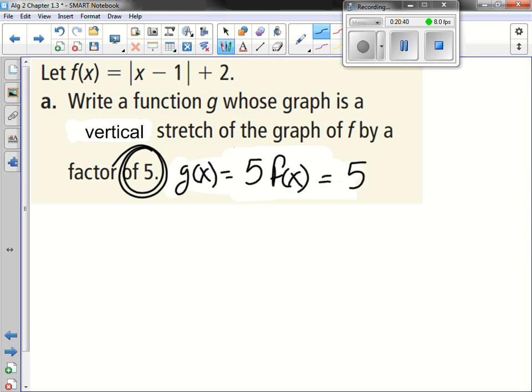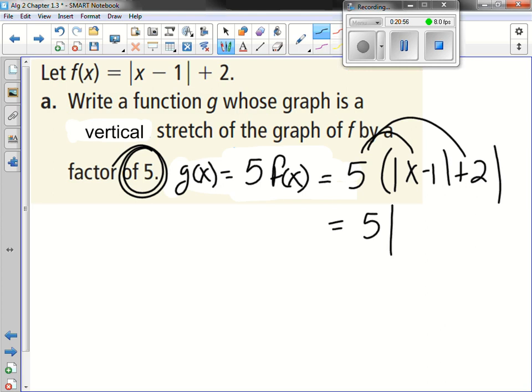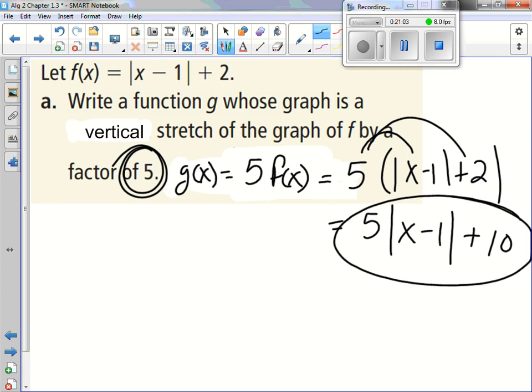Well, what is f of x? f of x is the absolute value of x minus 1 plus 2. So we're multiplying everything by 5, the absolute value by 5 and the 2 by 5. We're not multiplying x minus 1 by 5, not what's inside the absolute value. We're just multiplying the absolute value. So I have 5 times the absolute value of x minus 1 plus 5 times 2, which is 10. And that's our new function. That's all we have to do with this one. When we do a vertical stretch or shrink, we're multiplying the entire function by that value.